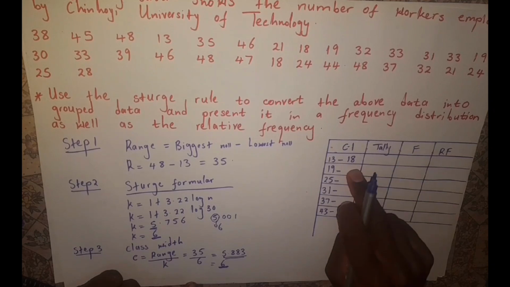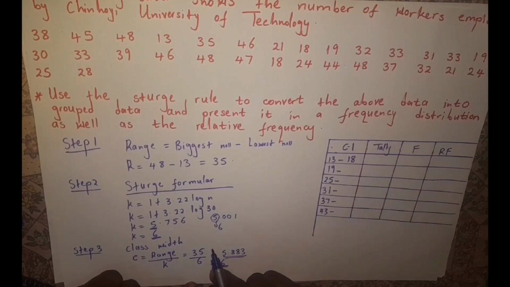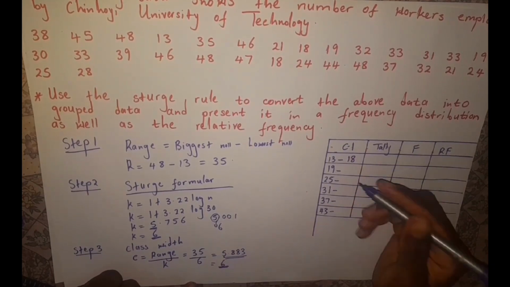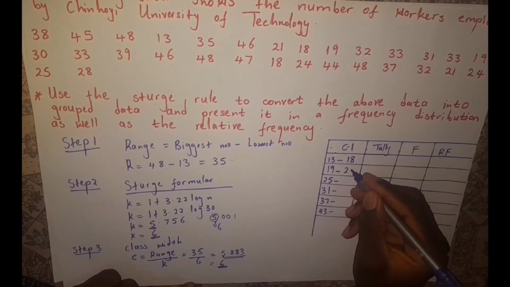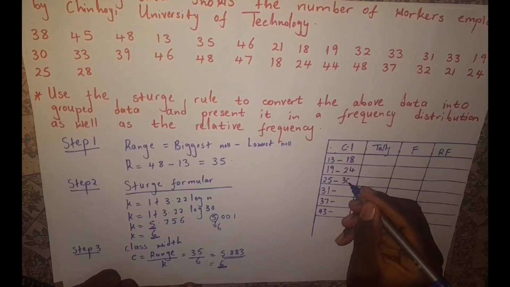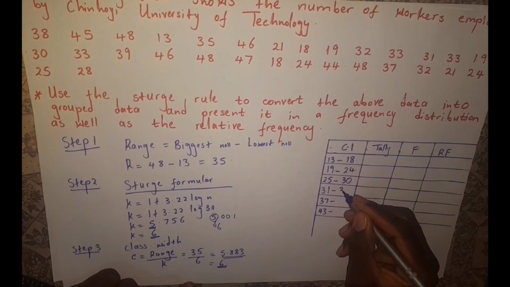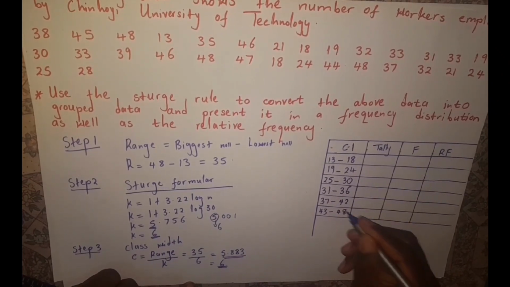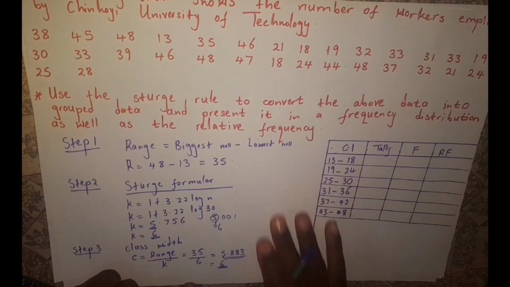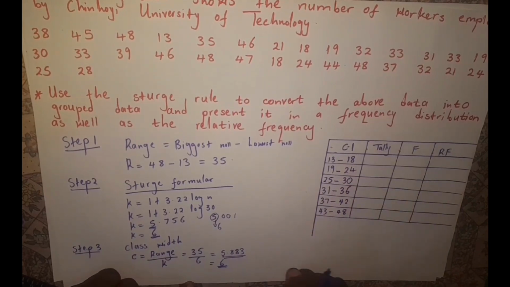And then to find the second one, we're going to add the class width. So we're going to repeat this process of adding the class width. So we're going to say 18 plus 6 is going to be 24. 24 plus 6 is 30. 30 plus 6, 36. 36 plus 6, 42. 42 plus 6, that's 48. So now we are done with finding the class intervals.